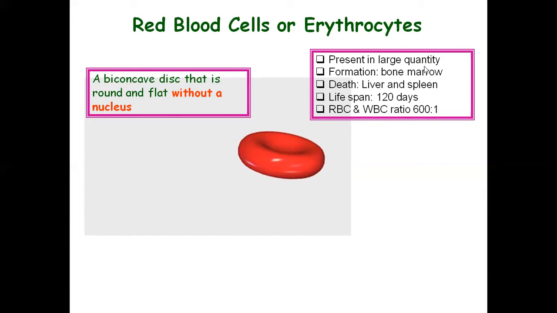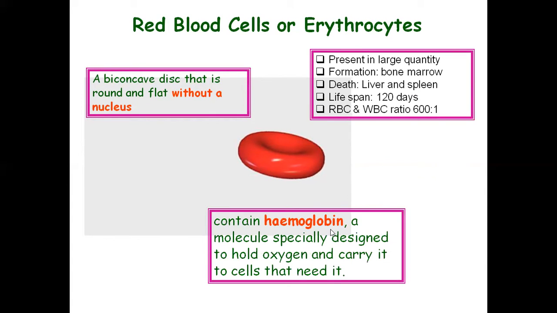Present in large quantity. Its amount is large in the human body. It is produced in our bone marrow and dies in the liver and spleen. Its lifespan is only 120 days. The ratio of RBC and WBC is 600:1. I mean, the amount of RBC is more than WBC.